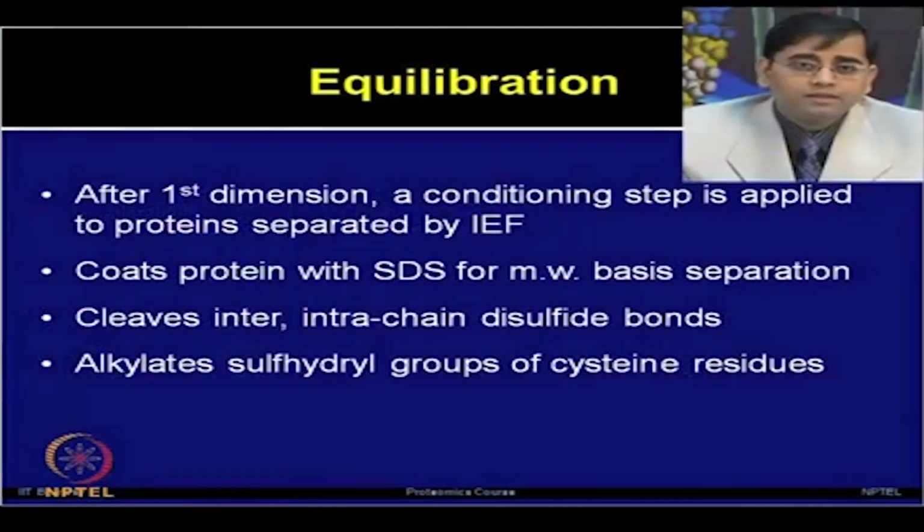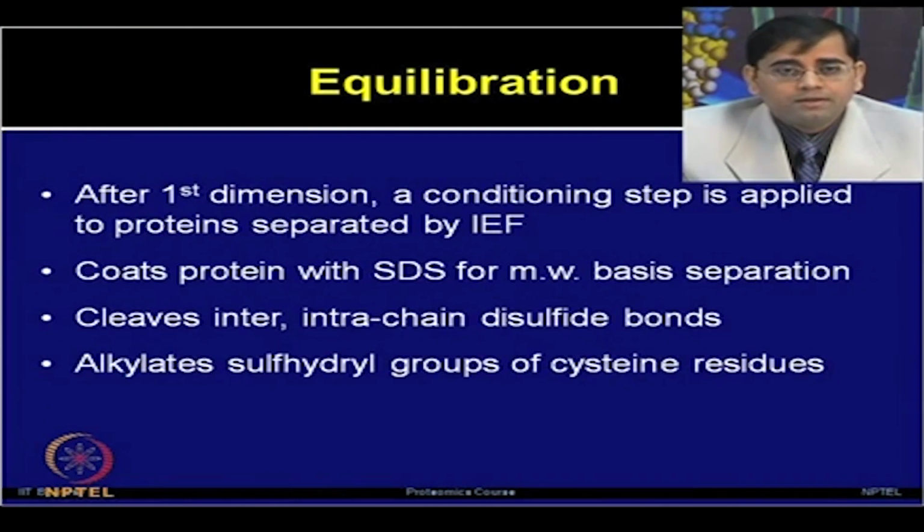After the first-dimension separation is done, you need to coat the protein with SDS, sodium dodecyl sulfate, to make it compatible with SDS-PAGE. It is an anionic detergent, and it provides negative charge later on for separation in the electrophoretic field. The equilibration step performs cleavage of both inter- and intra-chain disulfide bonds, and it alkylates the sulfhydryl groups of the cysteine residues.